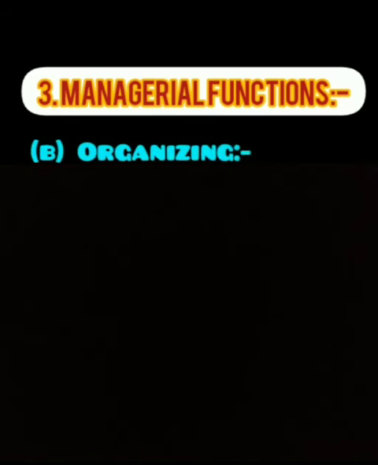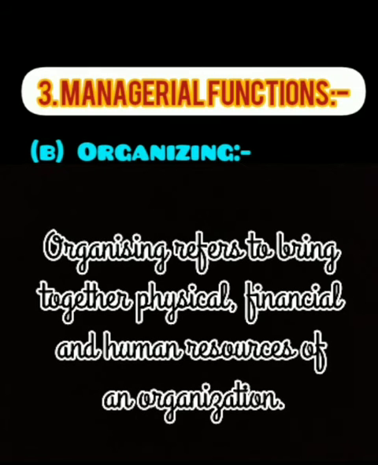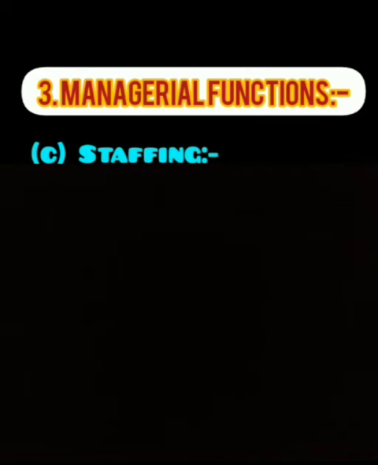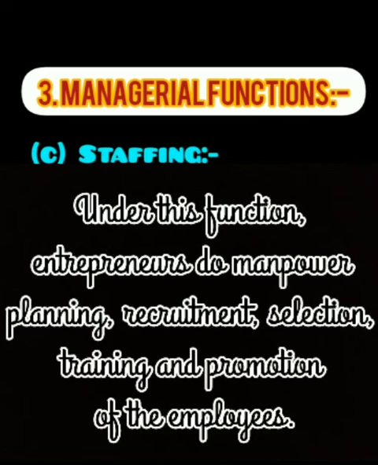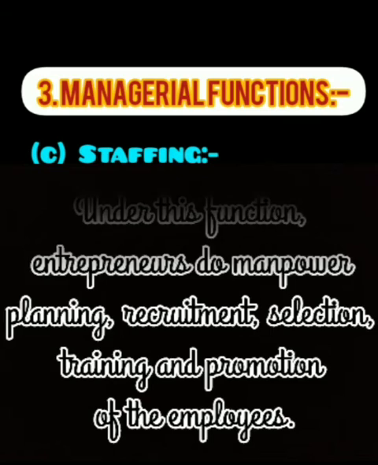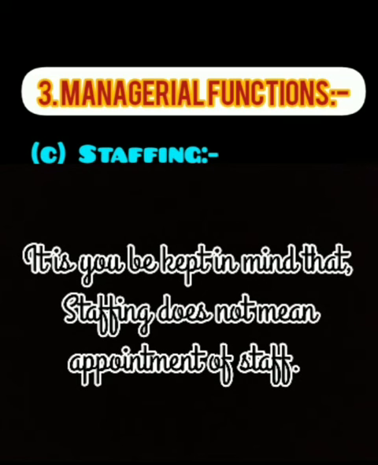Next one is organizing. Organizing refers to bringing together physical, financial, and human resources of an organization. Next is staffing. Under this function, entrepreneurs do manpower planning, recruitment, selection, training, and promotion of employees. And it is to be kept in mind that staffing does not mean appointment of staff.